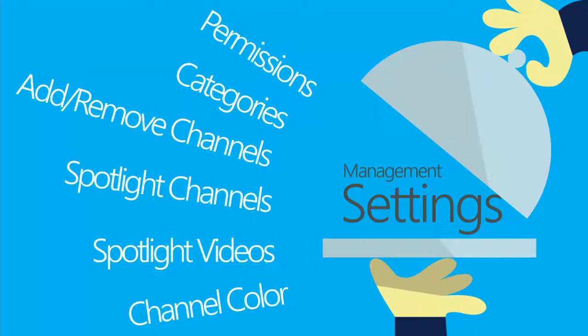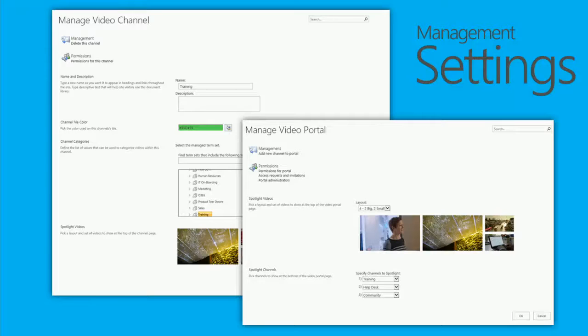So these are what we're planning to go out with on our version 1 of this. You'll be able to set permissions on channels. You'll be able to have some categorization of the videos that we talked about. You'll be able to add and remove channels. You'll be able to do that spotlighting of channels and spotlighting of videos. And then on each channel, you have a tiny bit of branding to be able to set the color of that channel. And in the future, hopefully we'll have other bits of branding that you'll be able to have at the channel level as well. So this is an early look at what those management settings pages would look like. We're going to have 2 management pages, one where you manage the video portal homepage, and then one where you manage an individual channel.